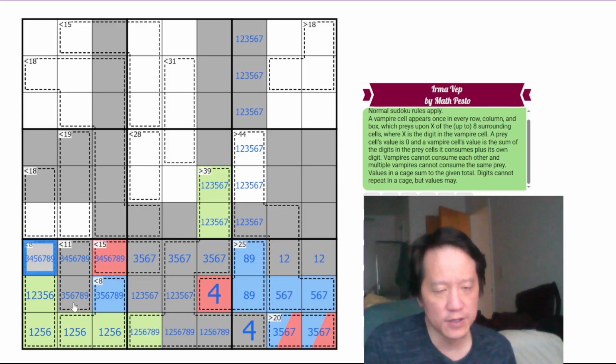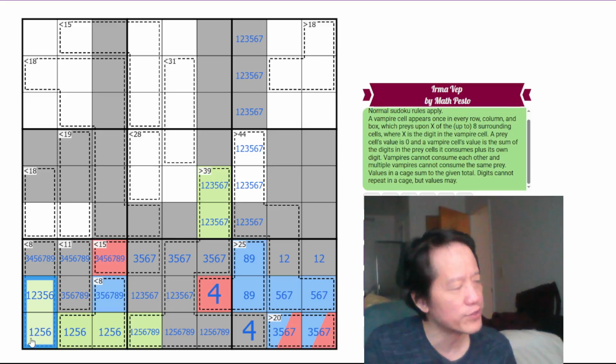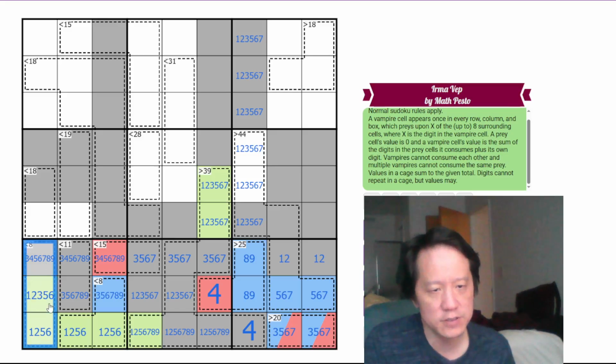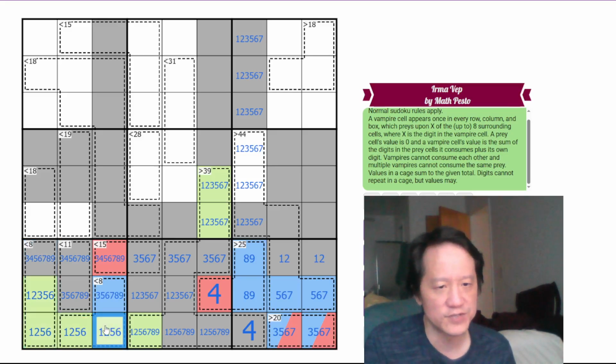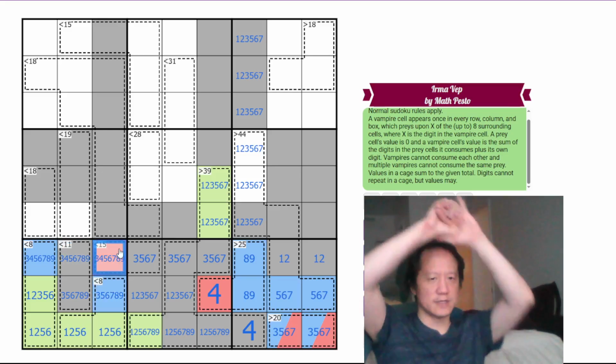Same with this, I think. If this is 3, again, you have 1, 2. If this is not preyed upon, this is 3 or 4 with 1 or 2. It cannot be 1, 3, 4, because that's already 8. And that would leave this as 5, 6, which is not allowed. So this is preyed upon also. This can only be preyed upon by that cell.